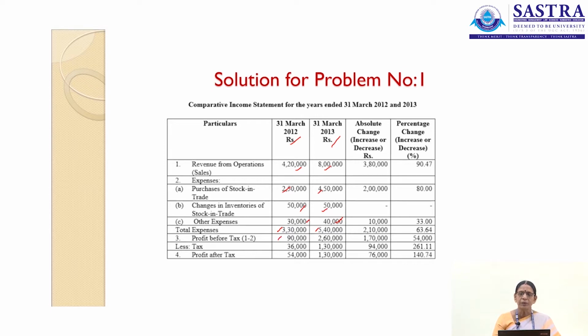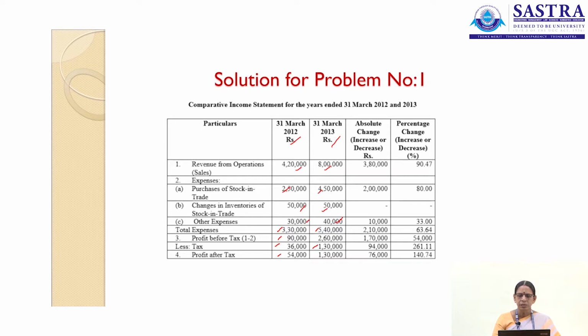Now, the taxation should be calculated as given on the problem as 40% and 50%. It comes to 36,000, that is 40% of 90,000 and 50% of 2,60,000. So, this is the tax that is calculated on your profit before tax. After deducting tax, we will get the profit after tax as 54,000, that is 90,000 minus 36,000, I will get 54,000. Here 2,60,000 minus 1,30,000 will get 1,30,000. So, this is the way in which it is to be represented for your comparative income statement.